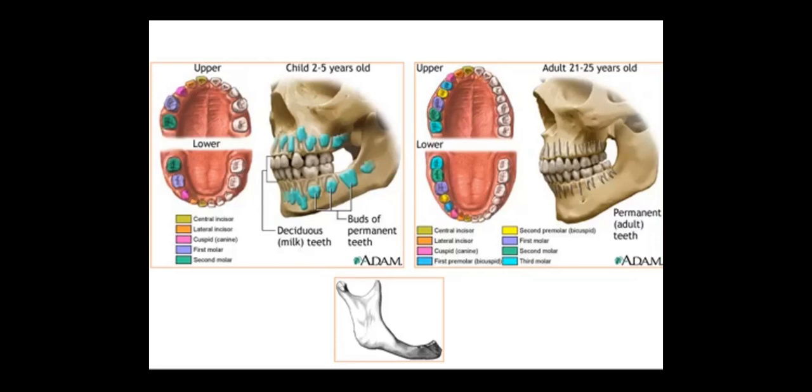Upper and lower teeth: in a child of 2 to 5 years old there are 20 teeth in the oral cavity, and in an adult of 21 to 25 years old, and throughout life to the gerontological age, there are 32 teeth. Permanent or adult teeth, and deciduous or milk teeth, which exist only in children.